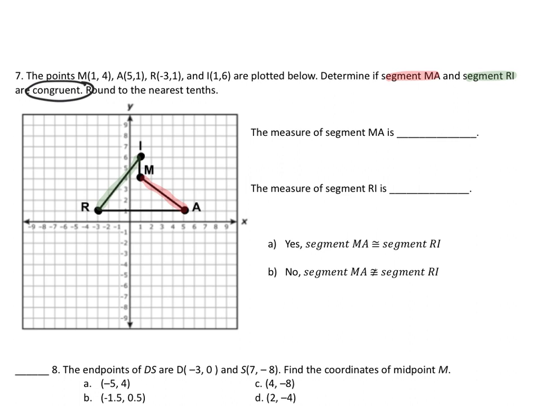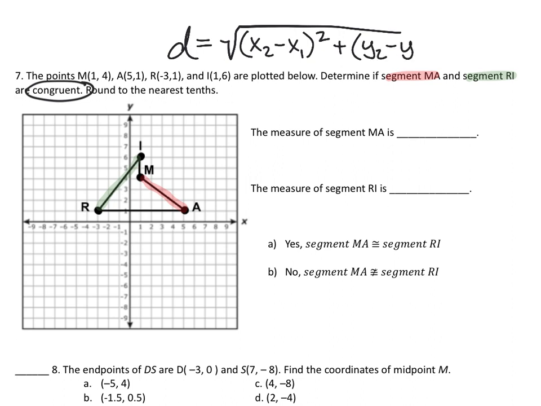17. So we're going to write that down. The distance formula is D equal to giant square root, open parentheses x2 minus x1 close parentheses squared plus y2 minus y1 close parentheses squared. We want to write that down and fill that in every time we do this.